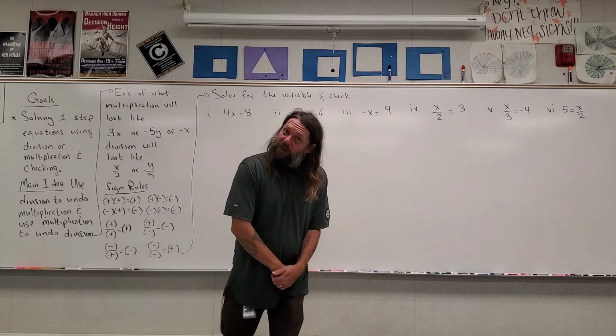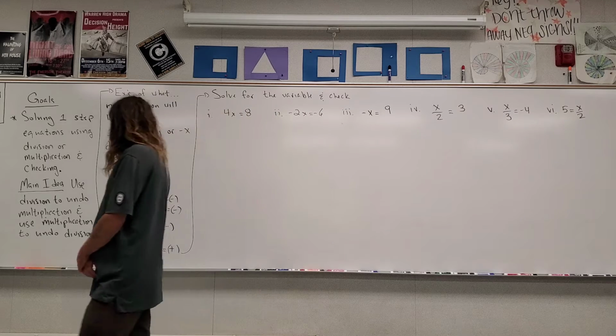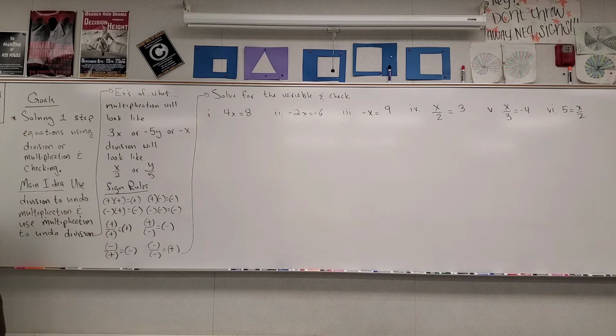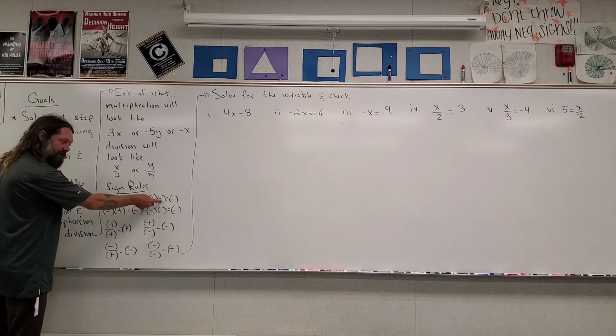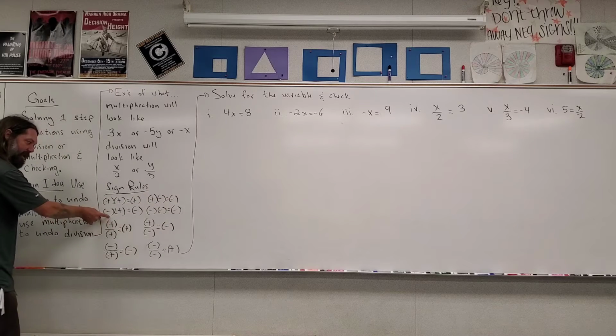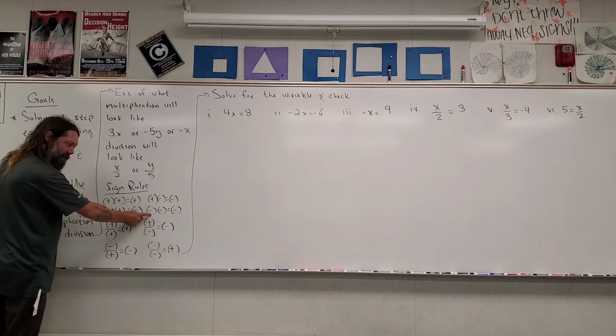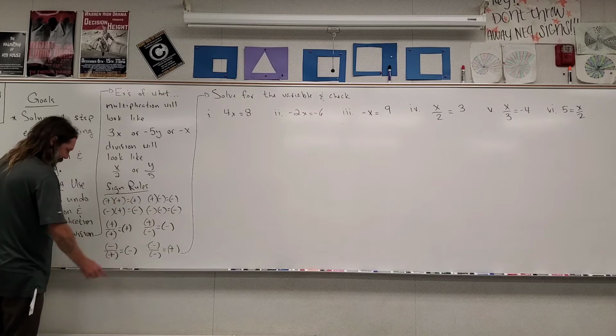Since we're dealing with multiplication and division, we do have to understand our sign rules. We have 8 of them, but there's actually 4. A positive times a positive is a positive. Positive times a negative is a negative. A negative times a positive is a negative. A negative times a negative is a negative.